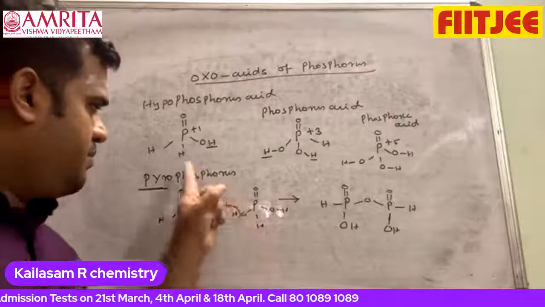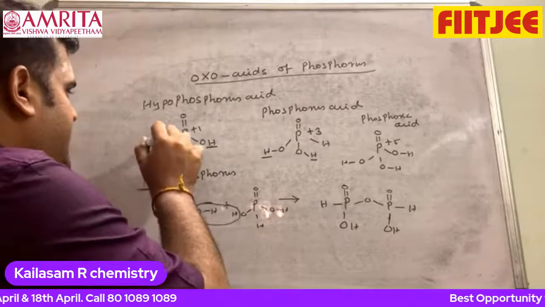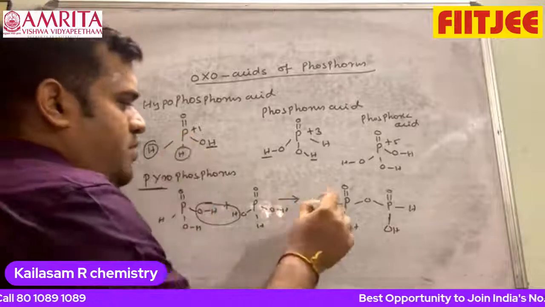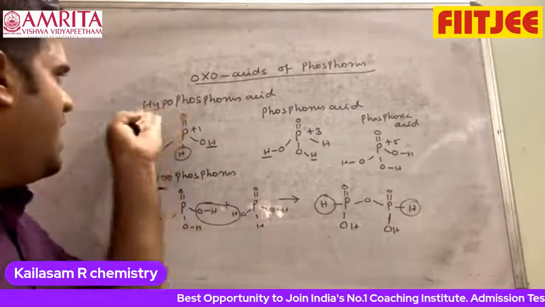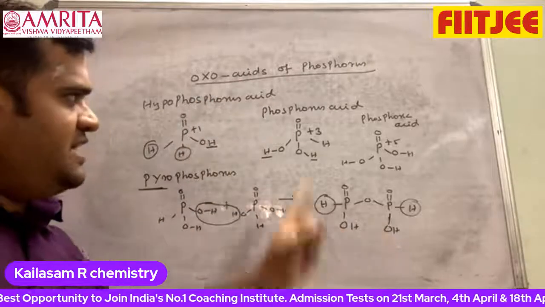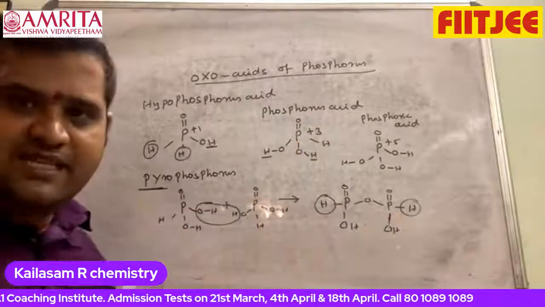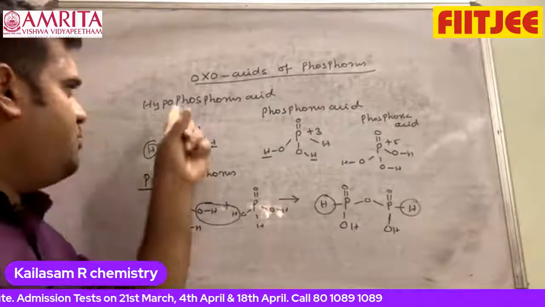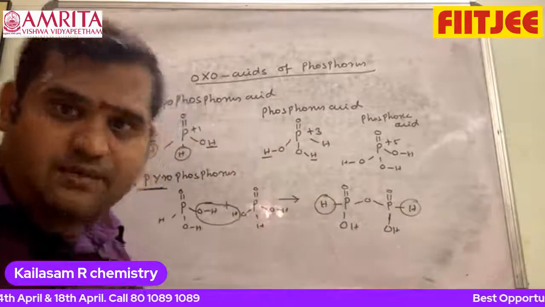Now observe this, pyrophosphorous and hypophosphorous acid both have how many P-H bonds? 2 P-H bonds. This is what they will ask you in the examination. Hypophosphorous acid, this is pyrophosphorous acid. And pyrophosphorous and phosphorous acid are both dibasic acids. Yes, the statement is right. Hypophosphorous and pyrophosphorous both have 2 P-H bonds. Yes, the statement is right.